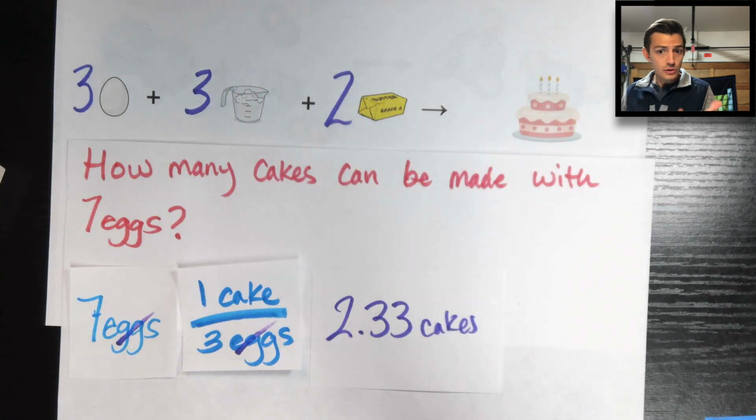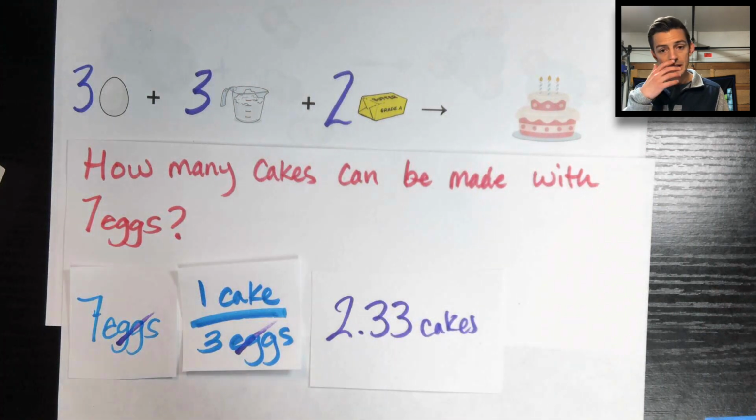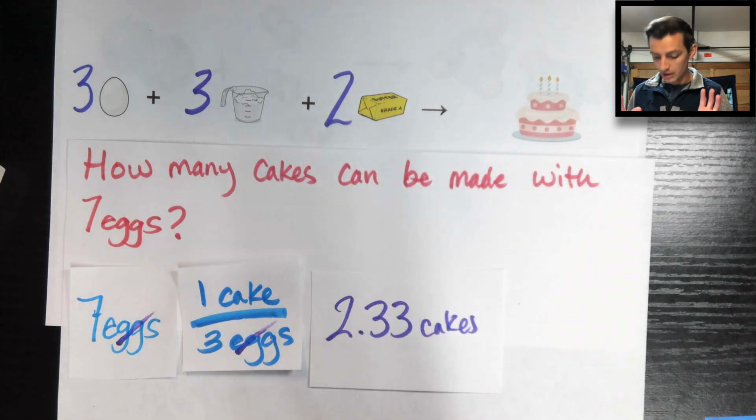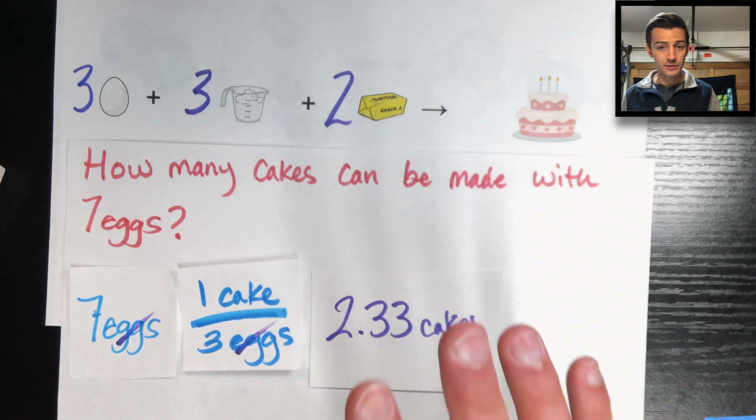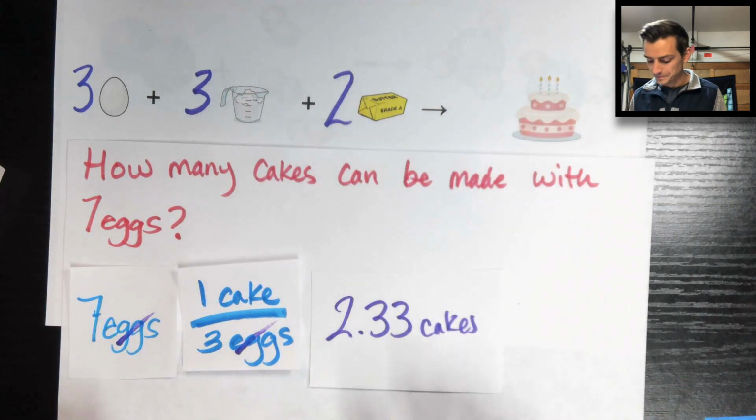So that could be useful information, right? If you're limited in your amount of an ingredient like that, how much cake can you actually make? Well, you can use the ratio to figure that out. Again, assuming that you had enough of the flour and the butter. If you ran out of those things, well, then you're done, right? You can't make any more.